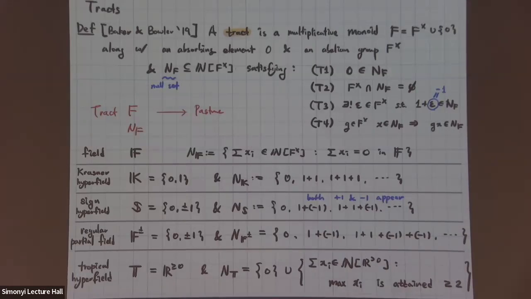So for example, F2 times F3 and the regular partial field: they are different as tracts, but they are equivalent as pastures. This is quite an important observation to understand the foundation or the representation of the method.